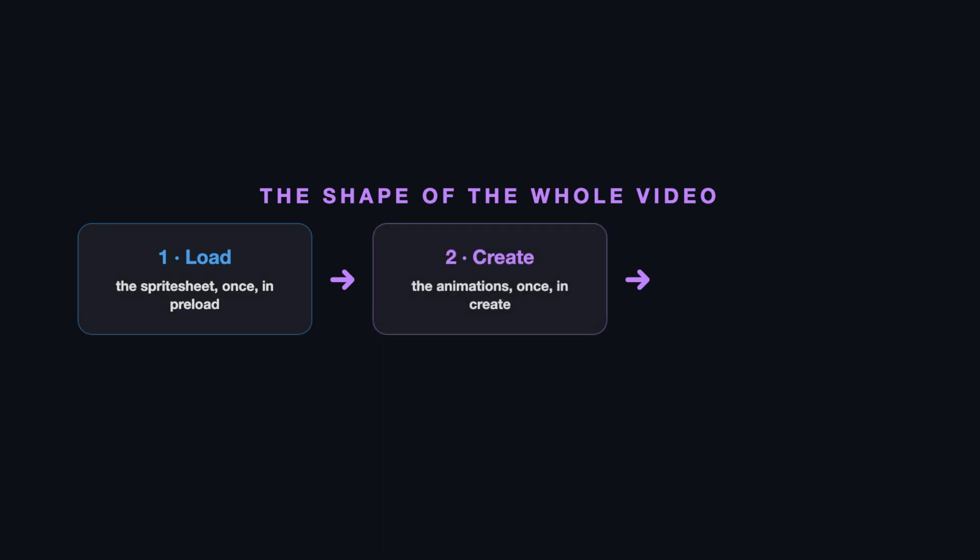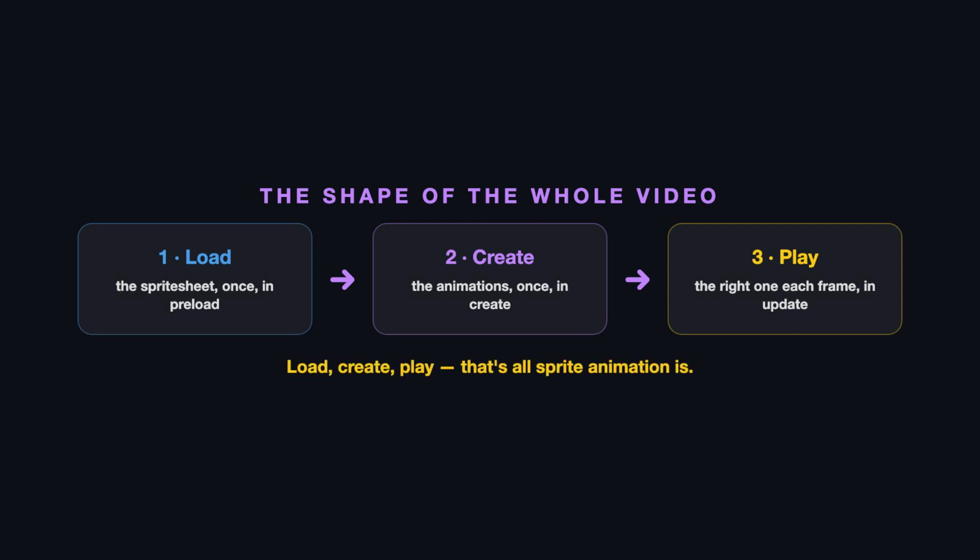Here's the mental model for the whole video. You load the sheet once. You define your animations once, idle, run, jump. Then, every frame, you just tell Phaser which one to play based on what the player is doing. Load, create, play. That's the shape of it. Every line I show is correct, current Phaser 3 and TypeScript. And I'll point you to a free written guide so you can copy each one.